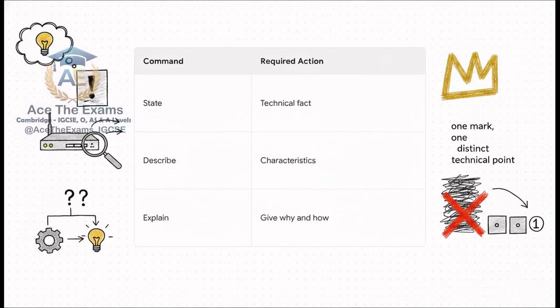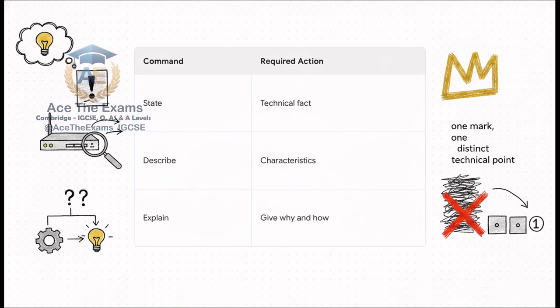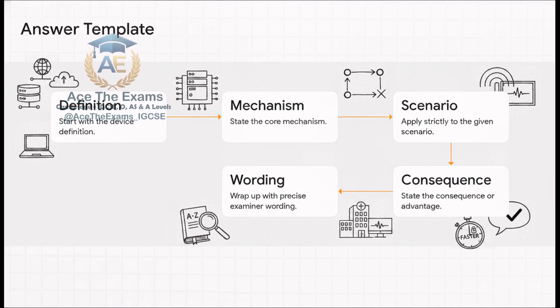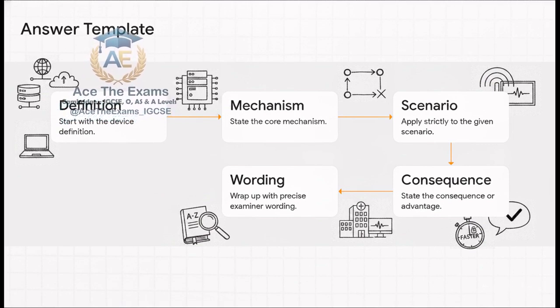A huge mistake students make is writing a massive paragraph that just repeats the exact same technical point in 3 different ways. That is only ever going to score you 1 mark. So, to guarantee you hit multiple distinct points, you need to use this ultimate answer template for your explanation questions.